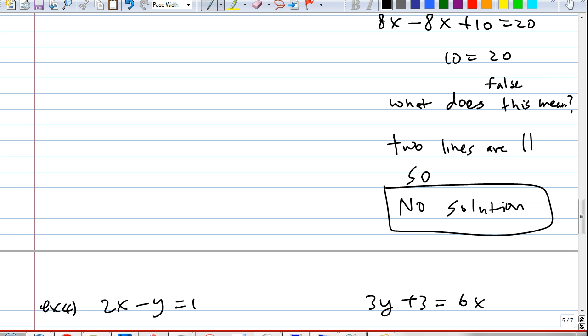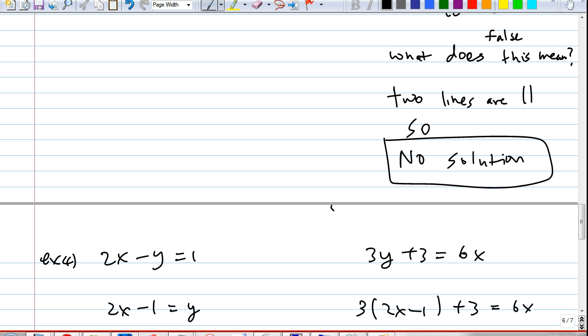Okay, go ahead, everybody try this one. This one is kind of interesting too, in that when you substitute, it's best to solve for y, isn't that right? So I added y to both sides and then subtracted 1. So y equals 2x minus 1.